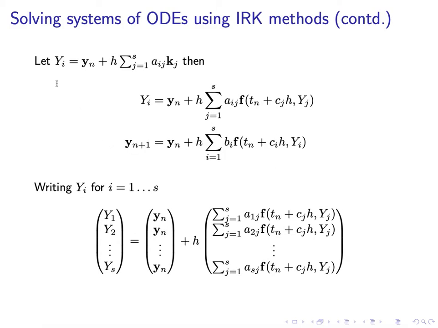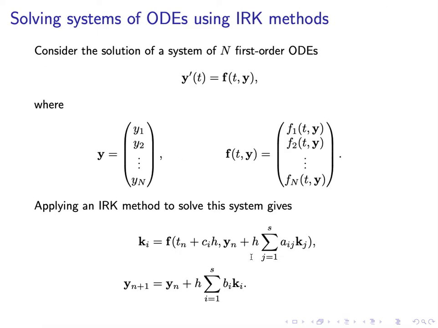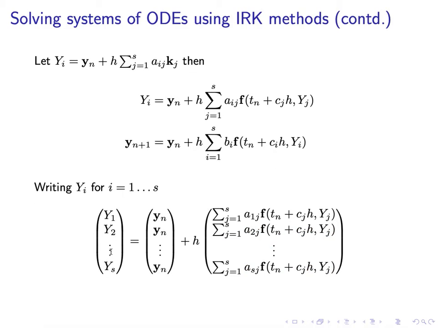Now, as before, we're letting big Yi be equal to the second argument in our stage value calculation. So exactly the same as what we did before with the one equation system, we end up with this. Now, writing each stage value out for i equals 1 to s, that's all our stage values, we'll have a vector of vectors. So each of these elements Yi is itself a vector.